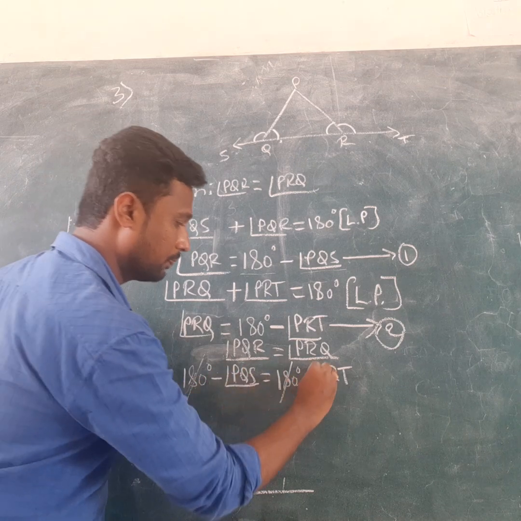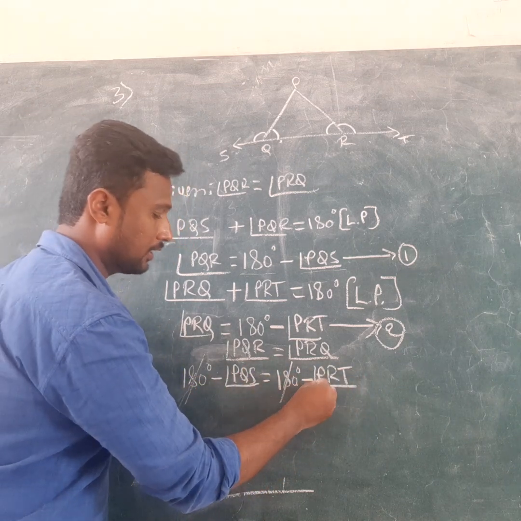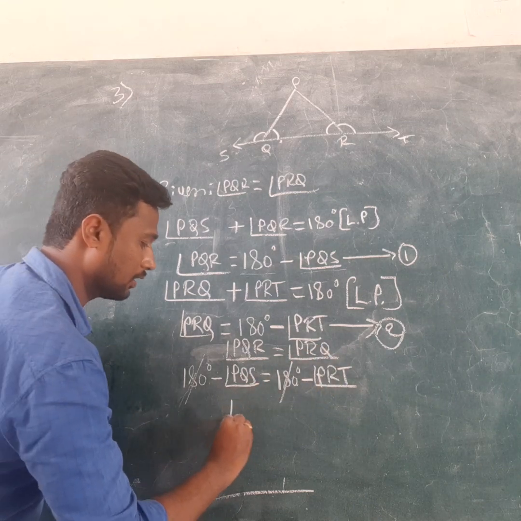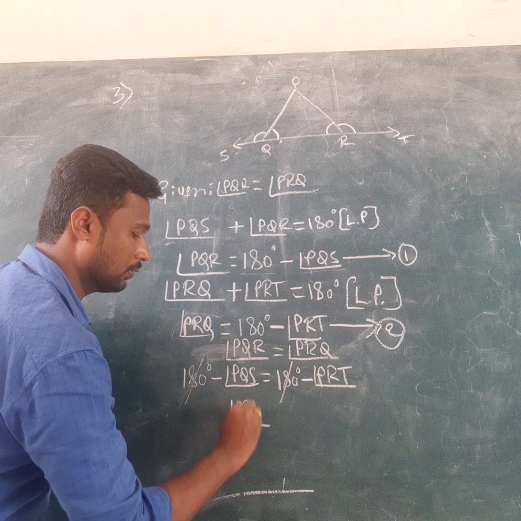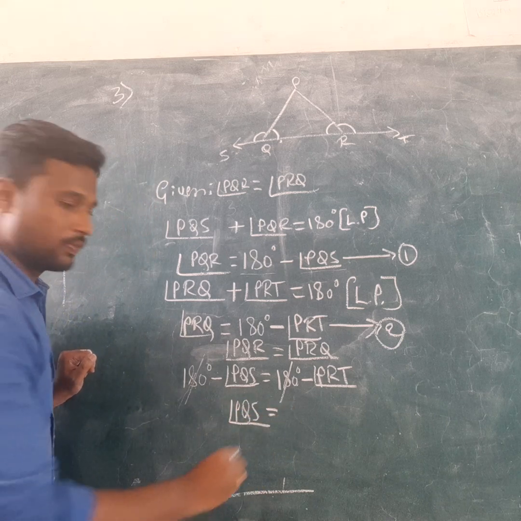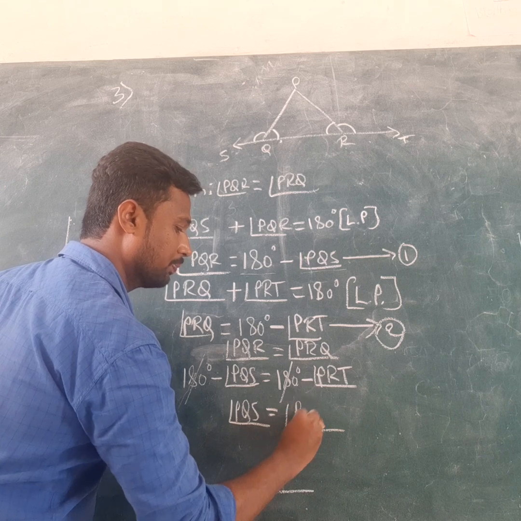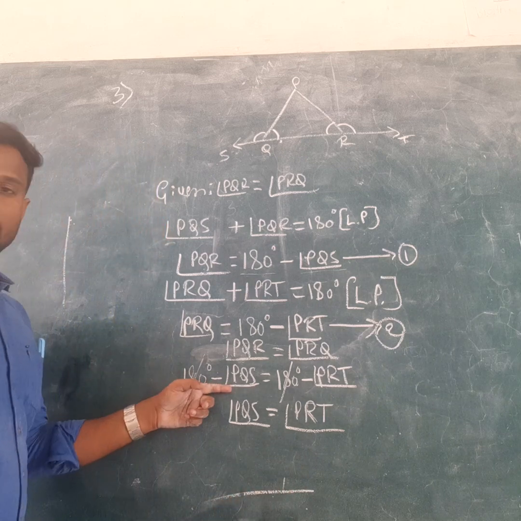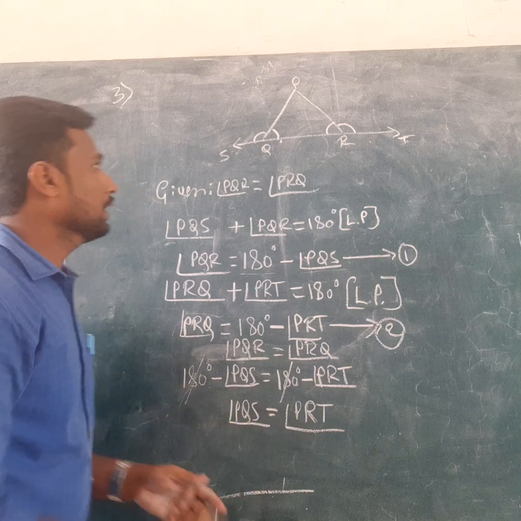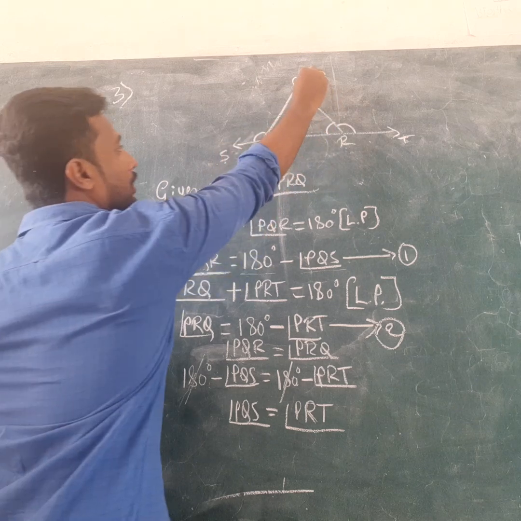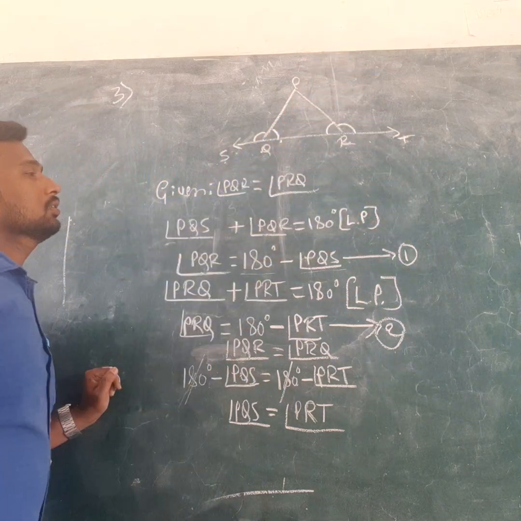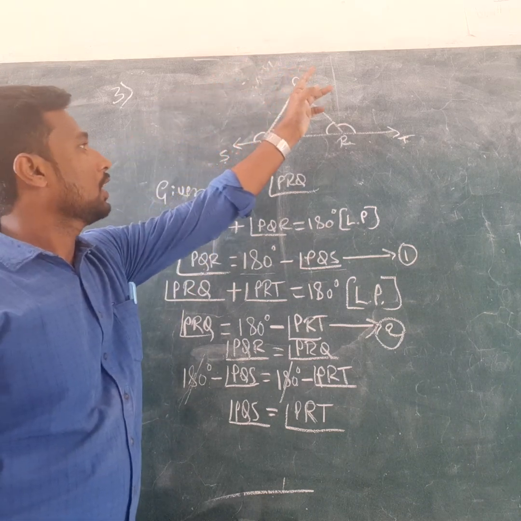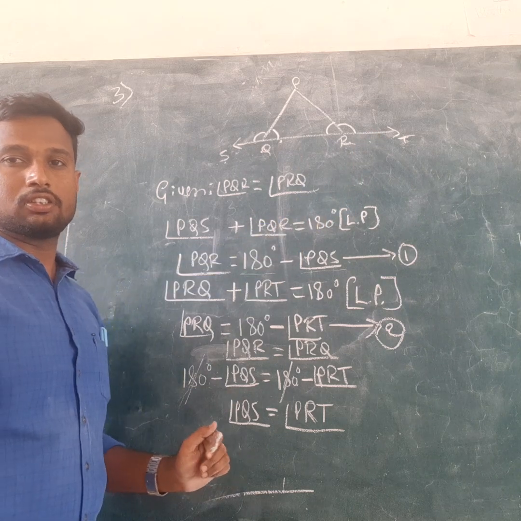And here also minus is present, and right hand side is also minus is present. So minus into minus plus only. So directly I will write here angle PQS is equal to angle PRT. Angle PQS is equal to angle PRT. So we proved the angles PQS is equal to angle PRT. This is the problem given.